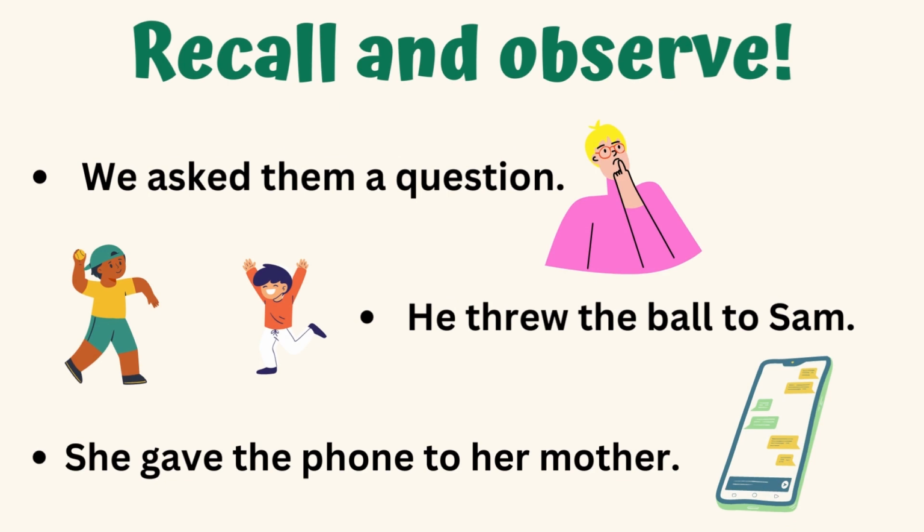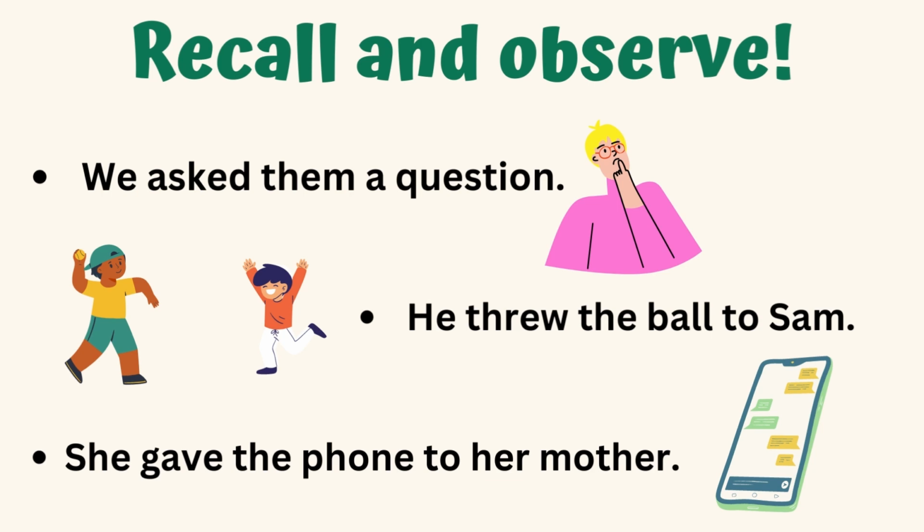Okay, we have sometimes these kinds of sentences, like we asked them a question. He threw the ball to Sam. She gave the phone to her mother. In all these three sentences, we have the answer of what and whom both in a sentence. He threw what, the ball, and to whom, to Sam. She gave what, the phone, to whom, to her mother.